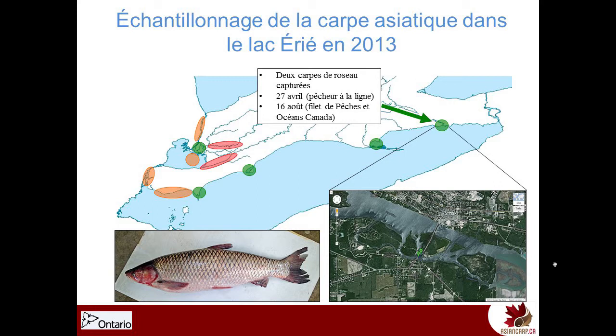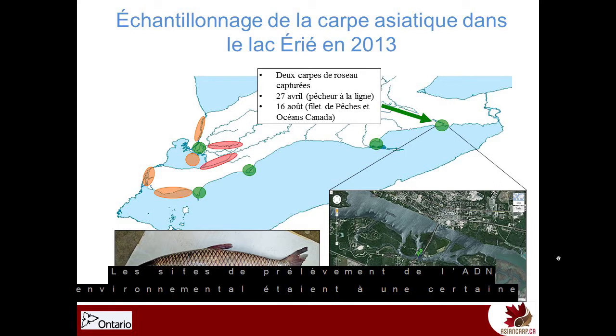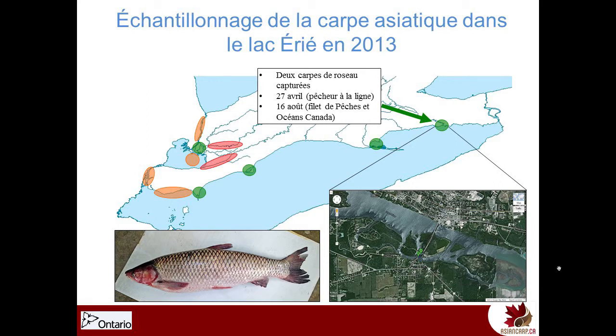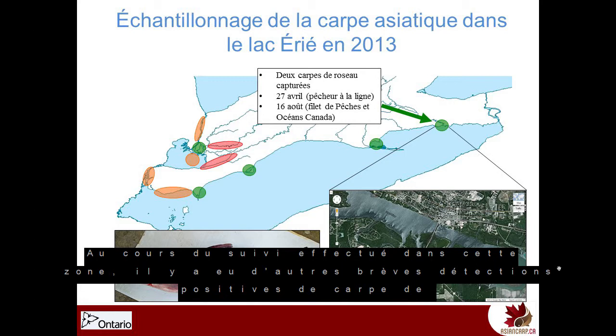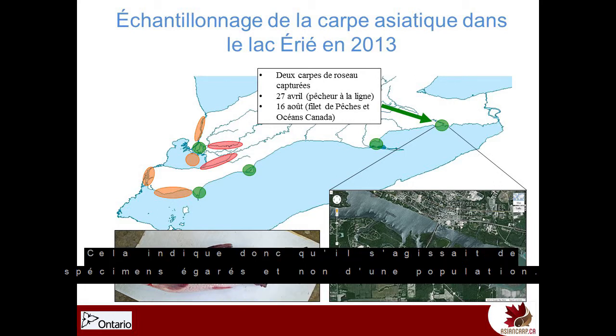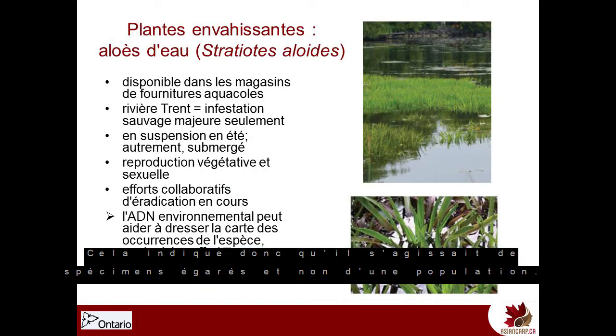So where the environmental DNA was sampled was some distance from where these fish were captured, so this is where the spatial sensitivity kicks in. In the follow-up, once this area was specifically targeted, there were positive detections briefly for grass carp, and then it faded over time, suggesting that this was just a stray and not representing a population.